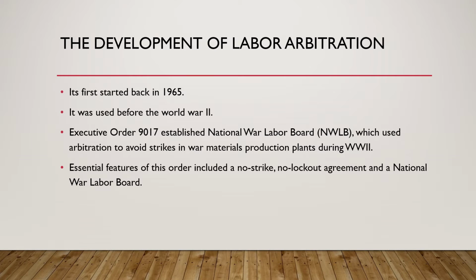Development of labor arbitration. It first started back in 1965. It was used before World War II. Executive Order 9017 established the National War Labor Board, which used arbitration to avoid strikes in war materials production plants during World War II. Essential features of this order included a no strike, no lockout agreement, and a National War Labor Board.